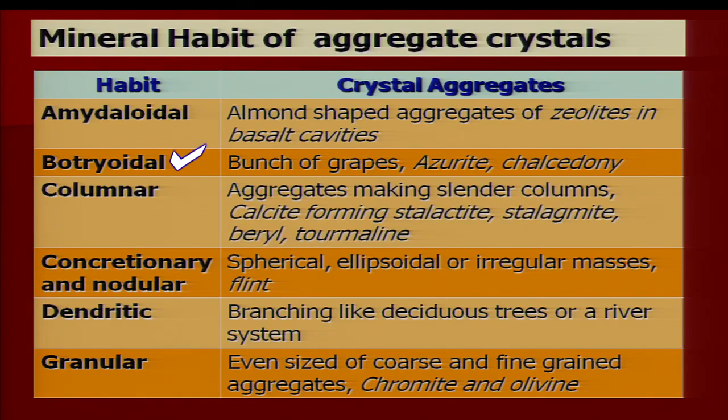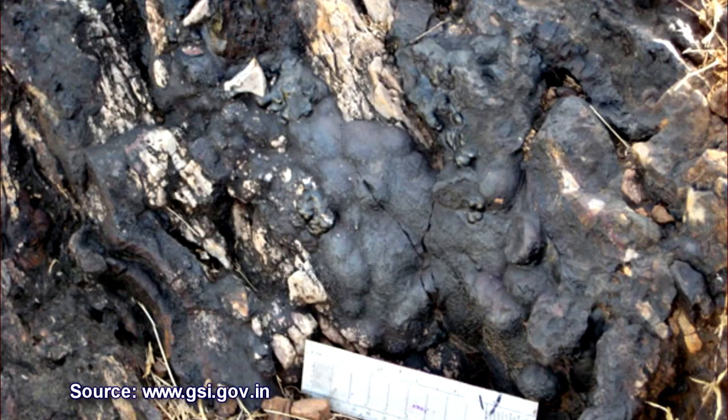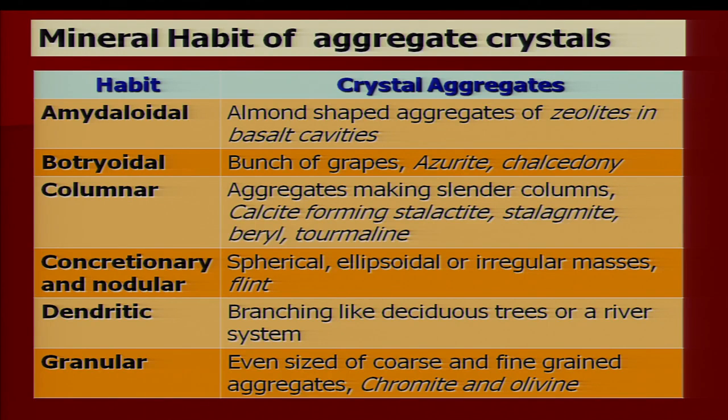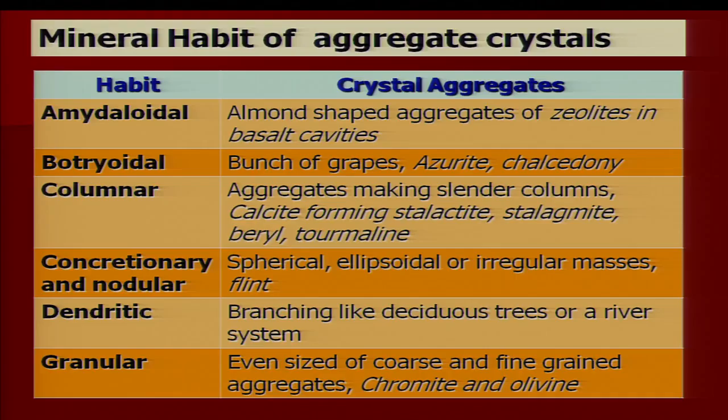Botryoidal means a bunch of grapes. Similar to a bunch of grapes, they are in collections, and we can cite the example of azurite and chalcedony. They have different lobes, and the lobes are in aggregate. They are not a single lobe, but a cluster of lobes clustered together at one place. So, this habit is called botryoidal habit.